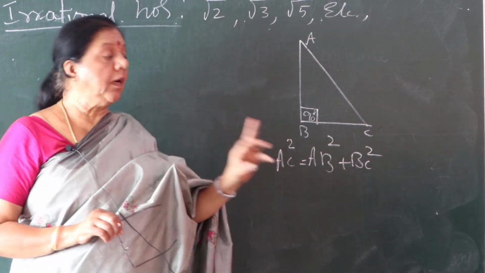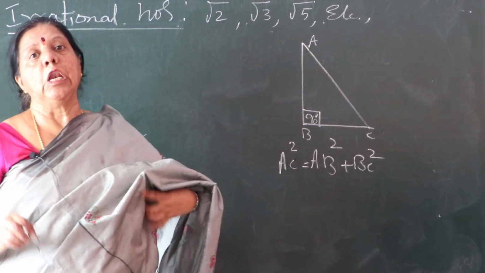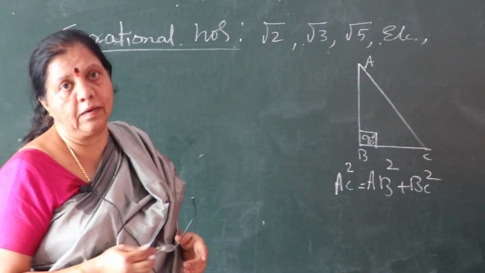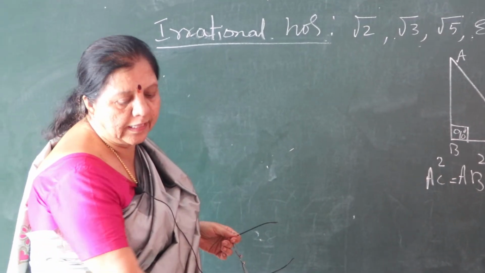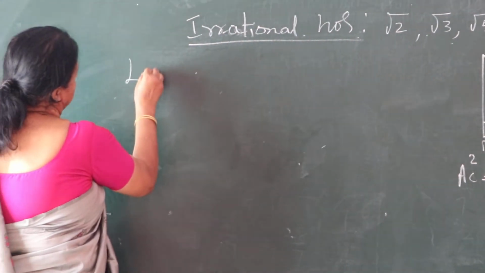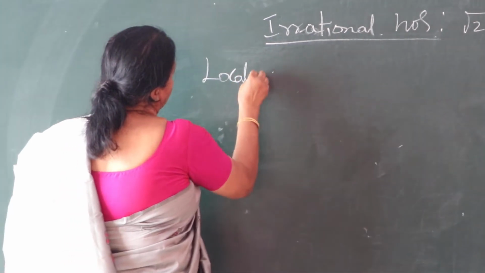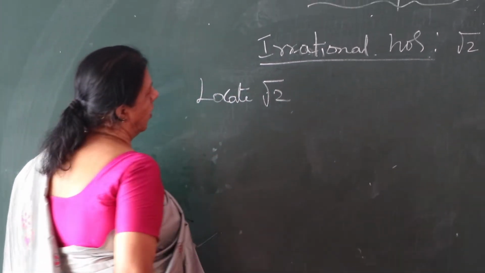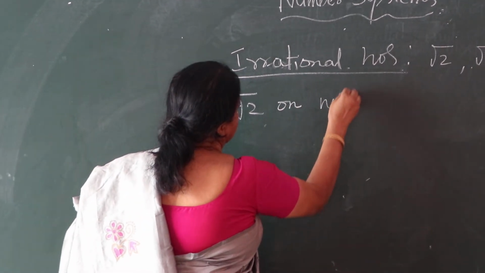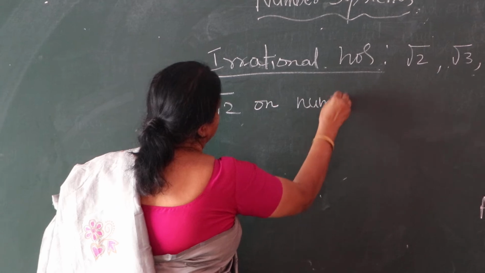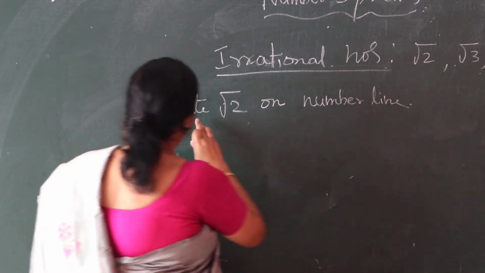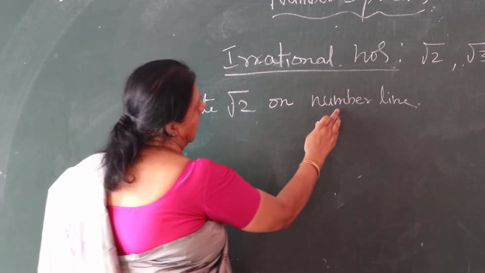Need not worry, but this formula we require to locate root 2 on the number line. Take for example the sum given in your textbook: Locate root 2 on the number line. Read out. Locate root 2 on the number line.